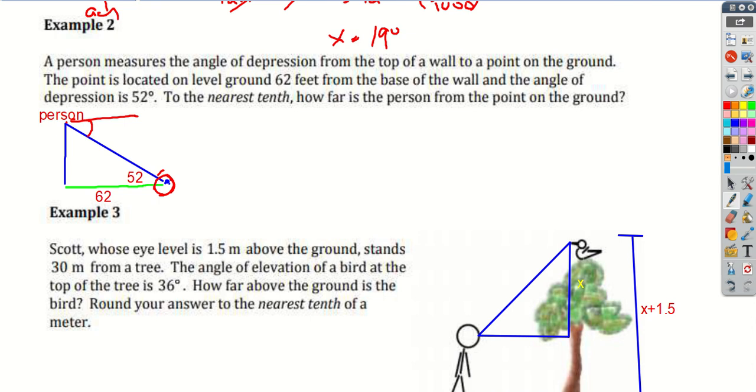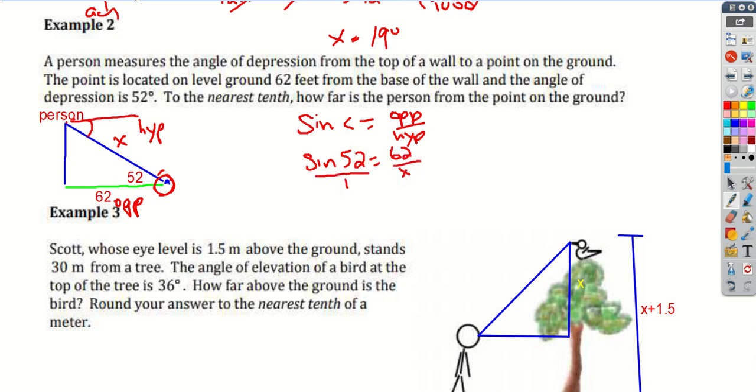We're trying to find how far the person is from the point on the ground. We're going to say the person's at the top of the tower, so we're looking for this side. If we're labeling our sides, we have opposite and hypotenuse. So we're going to do sine of our angle equals opposite over hypotenuse. And then we're going to plug in. So the sine of 52 is equal to 62 over x. We'll cross multiply. X times the sine of 52 is equal to 62. And then we still have to divide by the sine of 52.